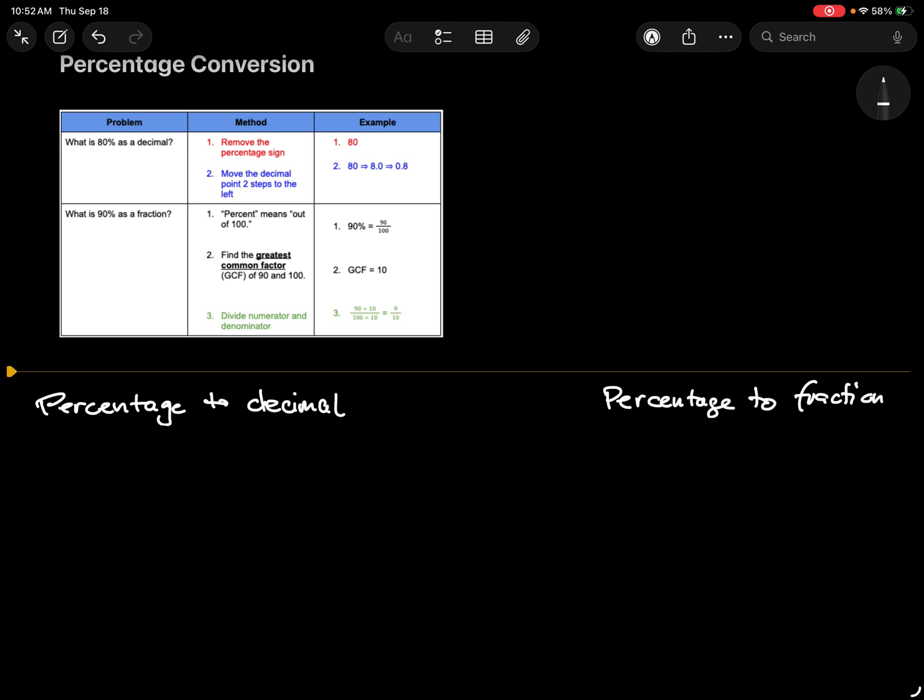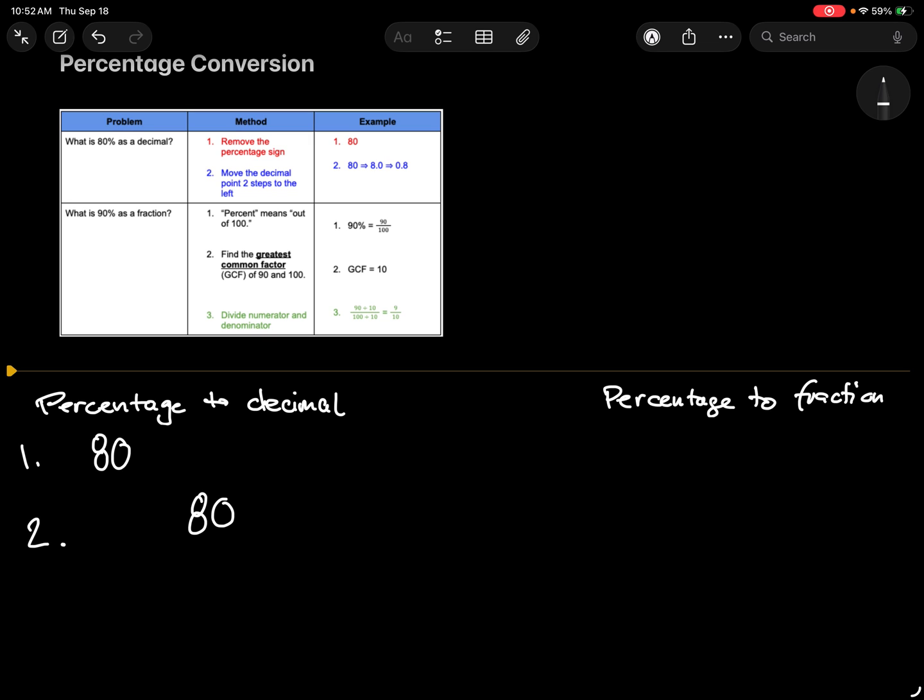Hi guys, so we're going to convert percentages into decimals and to fractions. So let's start with the decimals. The problem is, what is 80% as a decimal? The first step is we simply remove the percent sign. So instead of 80%, we simply write 80. Step one, that's it.